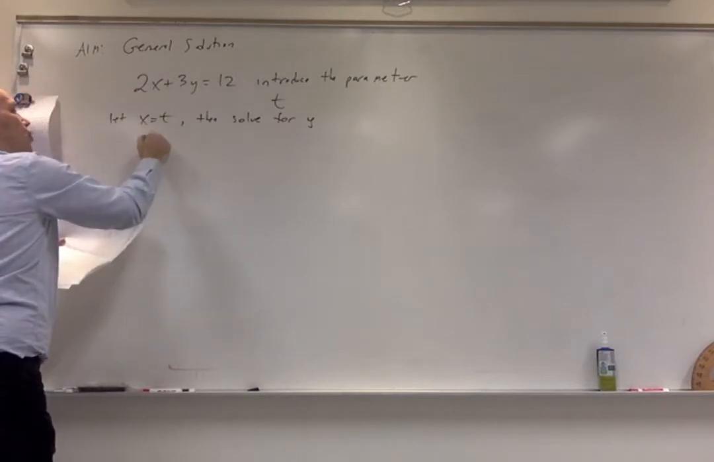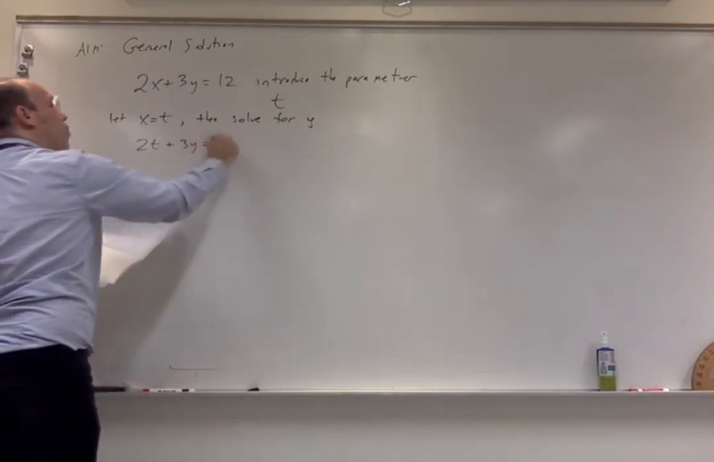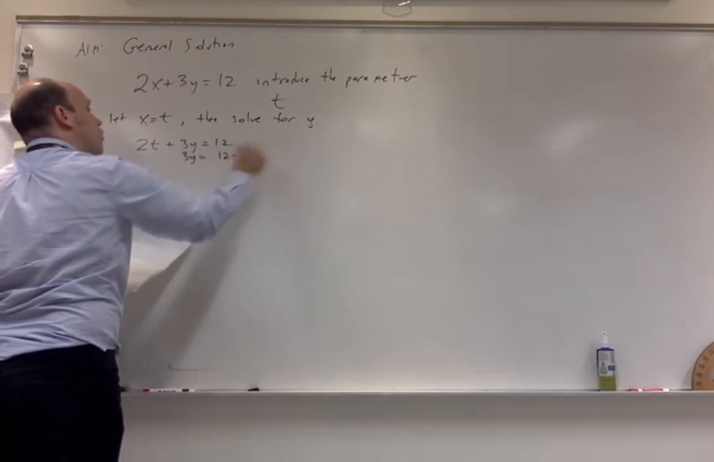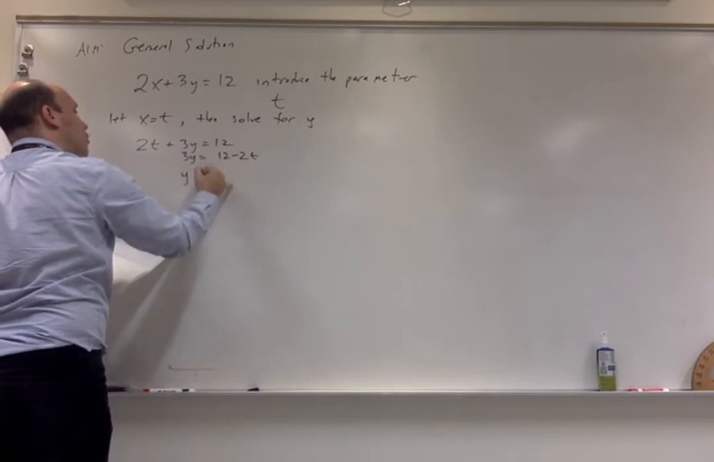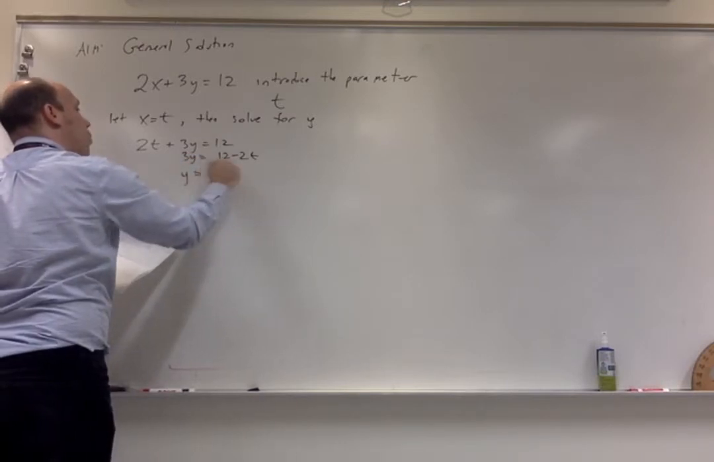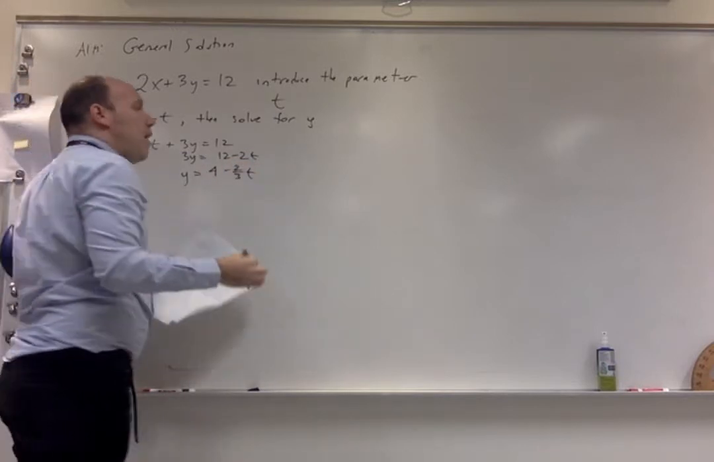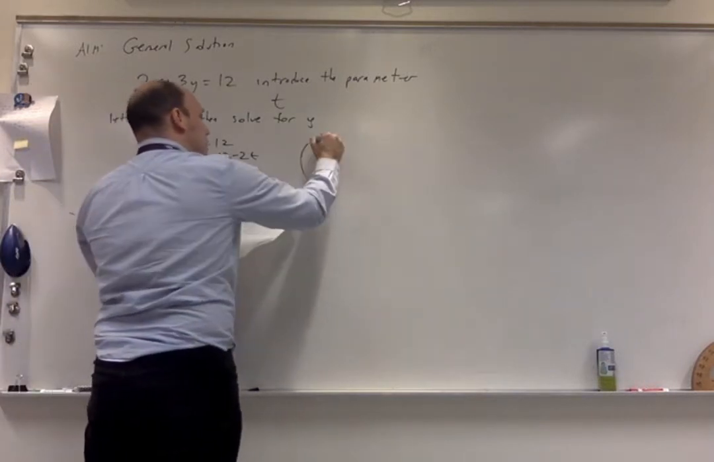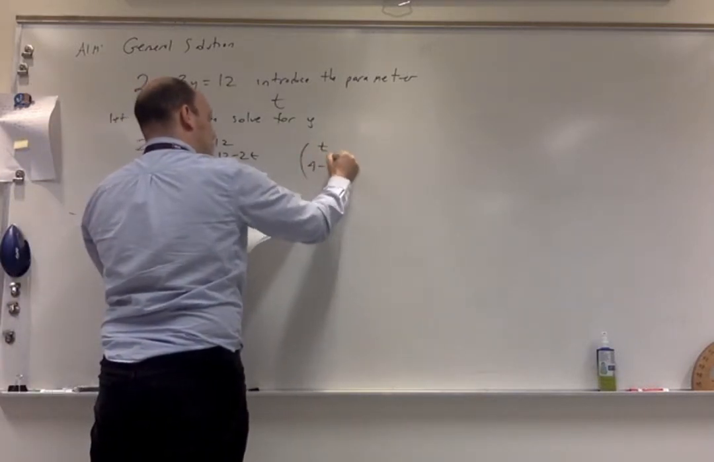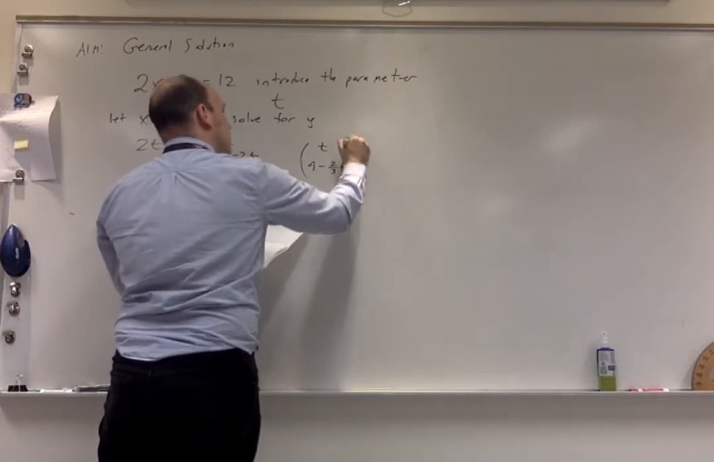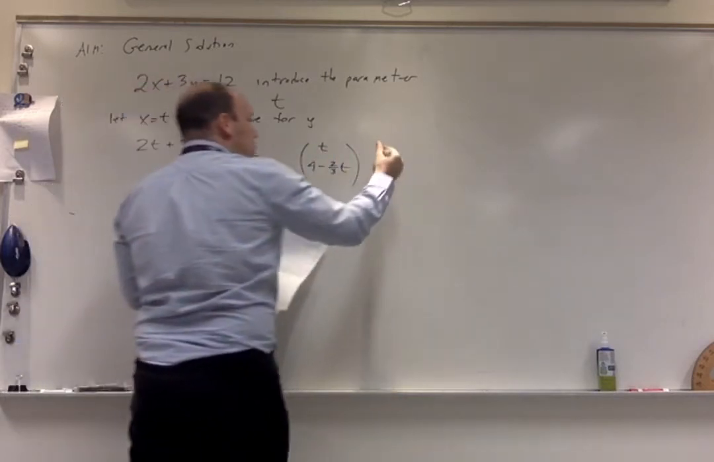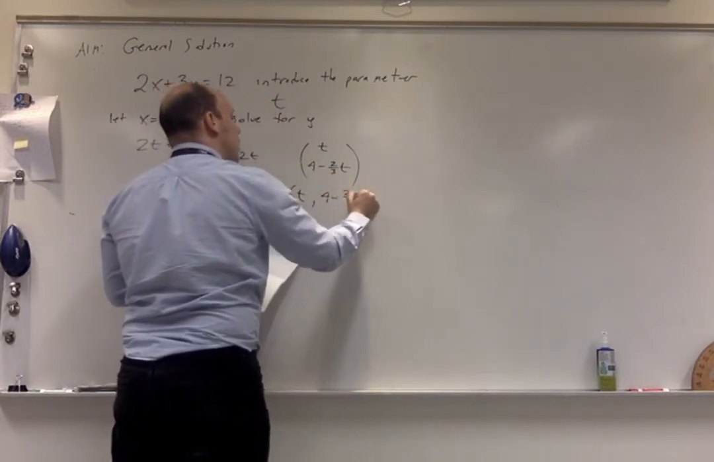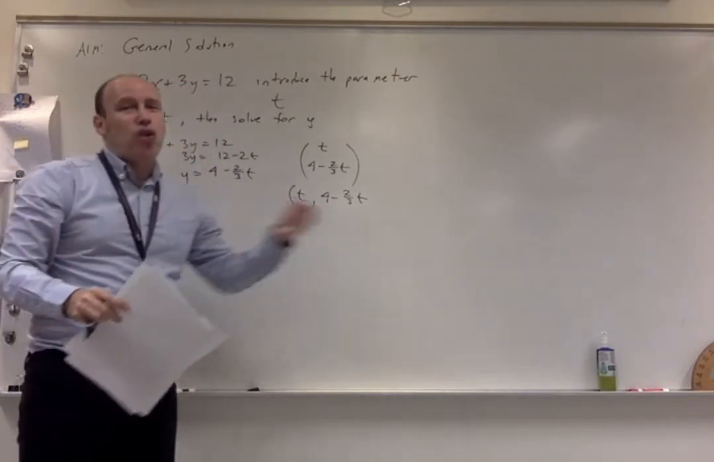And so we have 2t plus 3y equals 12. 3y equals 12 minus 2t, and then y equals 4 minus 2/3 t. And so we're going to say the general solution, and we're going to write it in this form: t, 4 minus 2/3 t. You might see it like that, or like t, comma, 4 minus 2/3 t. So depending on the t, that tells us our location.